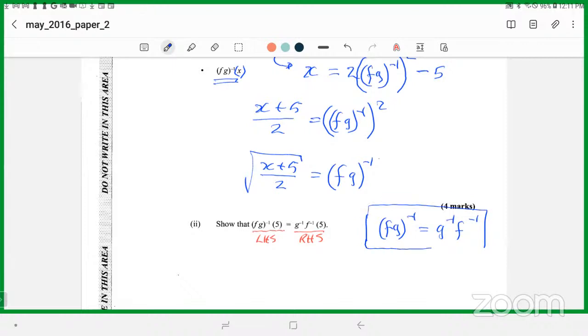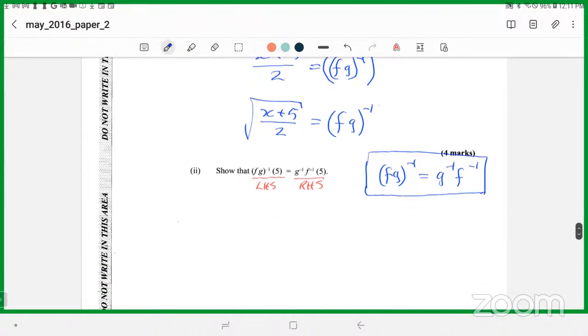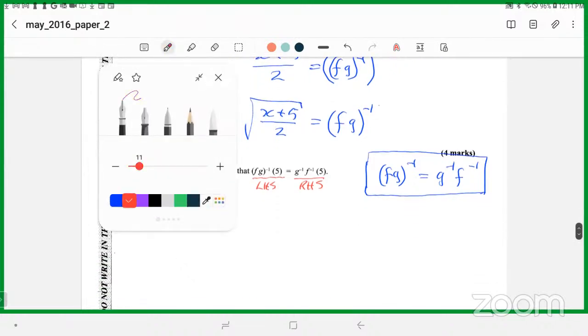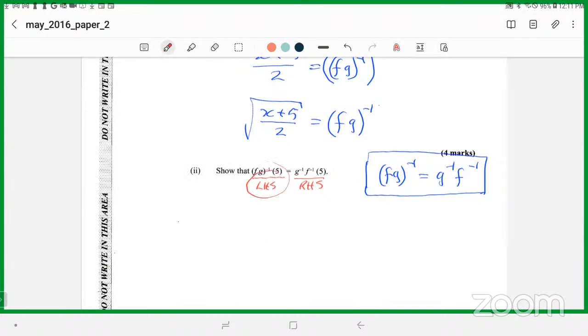But in this question, they ask us to prove it on a value, a value of 5. So let's do it side by side. Let's do the left-hand side first. I'm going to do it in red. The left-hand side is (fg) to the minus 1 of 5. So it means we're putting the 5 inside here.